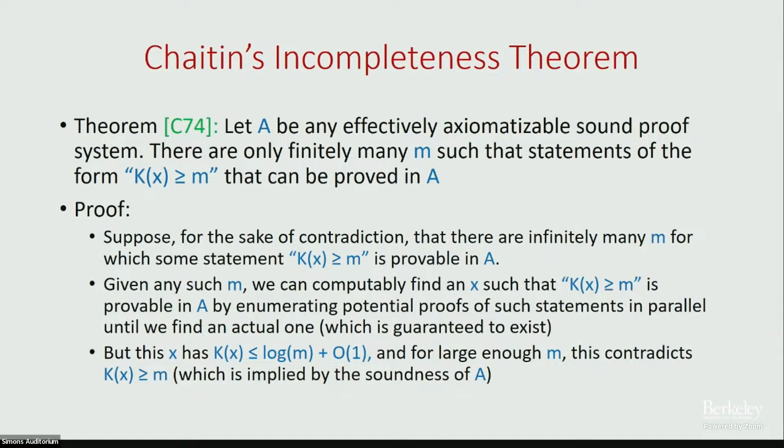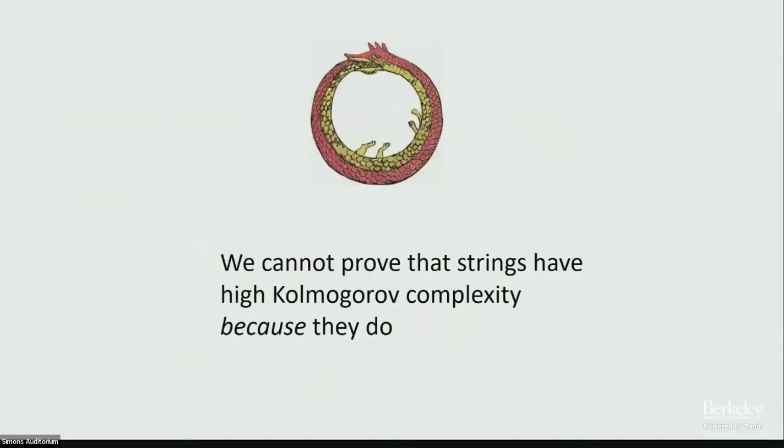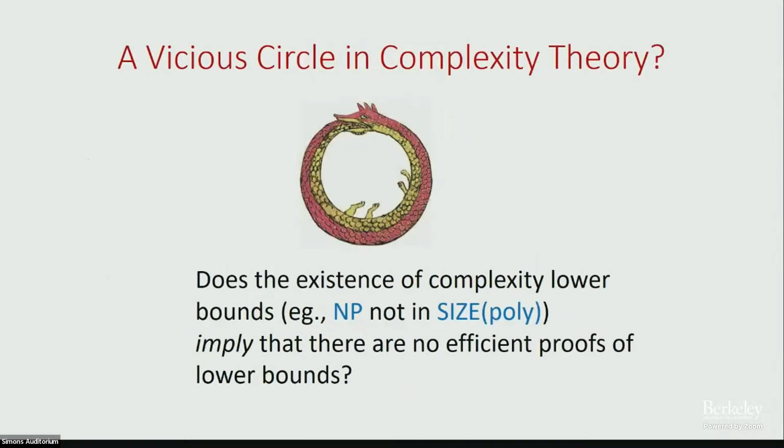Okay, so much for Chaitin's theorem and what it says about complexity. Again, this is like this vicious circle phenomenon. Intuitively, we can't prove that strings have high Kolmogorov complexity because they do, right? So that's a vicious circle. And the question in this talk is: is there a vicious circle in complexity theory? Does the existence of complexity lower bounds imply that there are no efficient proofs of lower bounds? Of course, I haven't really told you what efficient proofs are yet, so we need to formalize that. But at least intuitively, I hope the statement makes sense.